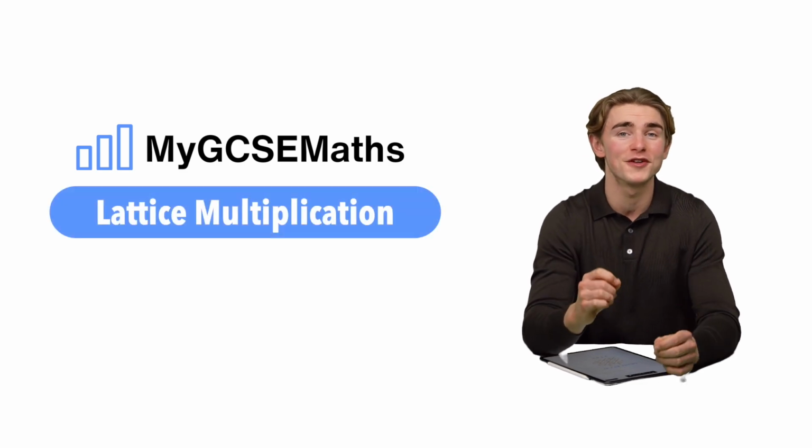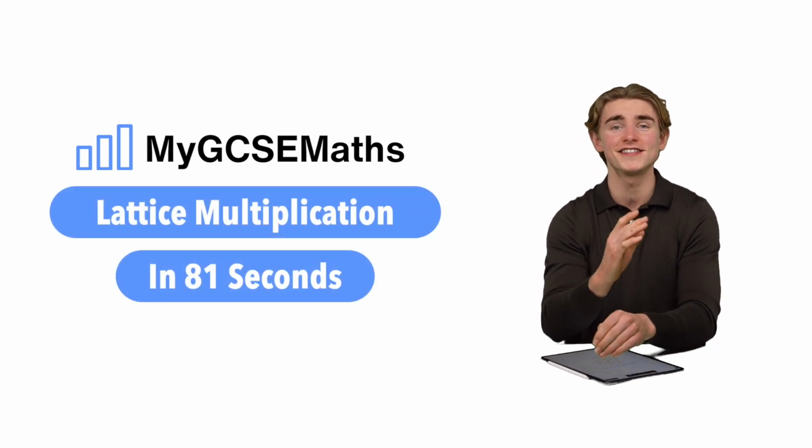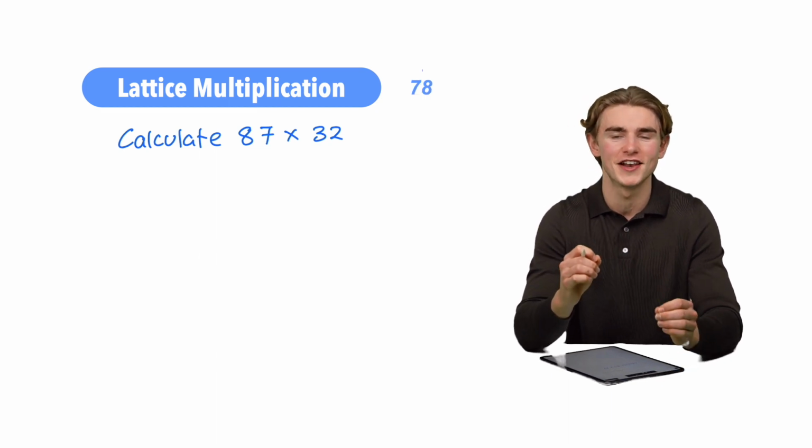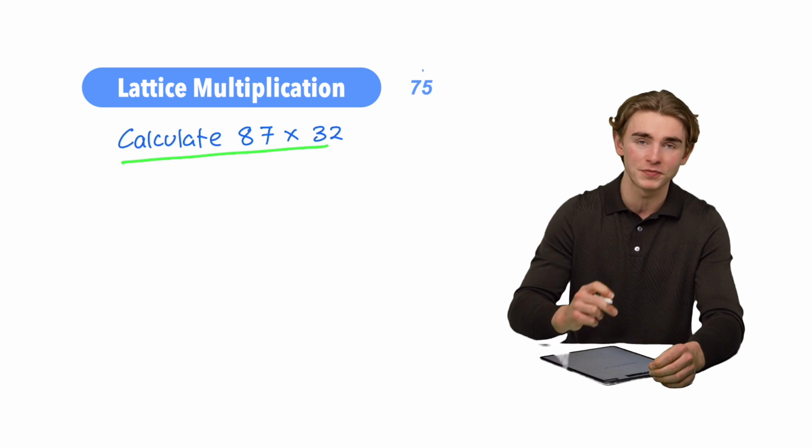Using the lattice method for multiplication in 81 seconds, let's go. This is a bit of a bonus method, guys, but it's pretty interesting, so let's have a look. How we're going to calculate 87 times by 32.